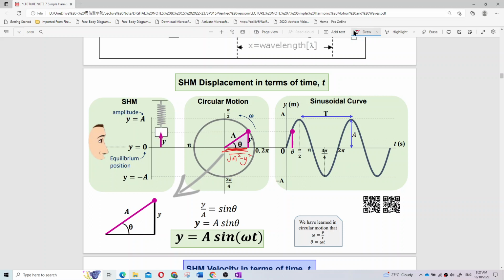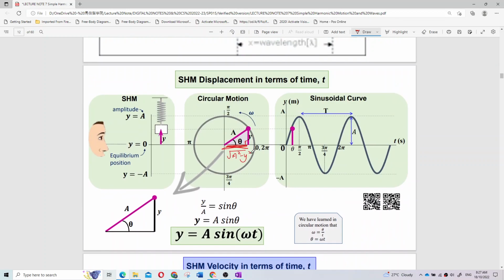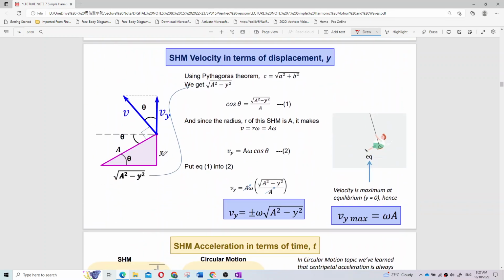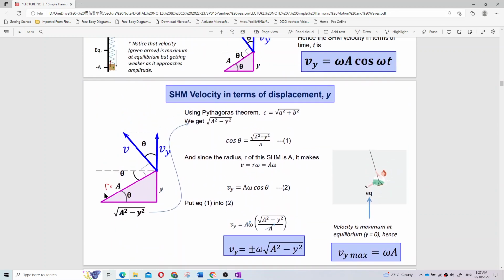Correct or not? Yes, sir. So it is the square root of A square minus y square. That's important. And then here we have the tangential velocity. That is what it means by this one. This one is actually the radius. You understand? Can you see it? Can everybody see it? Okay. Good. Very good. You're all very good.